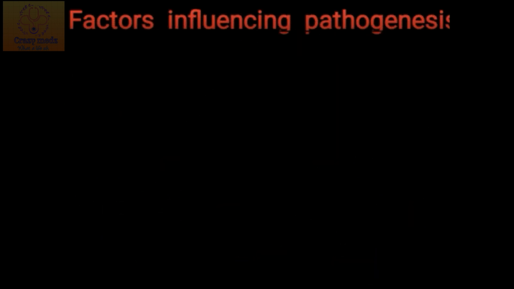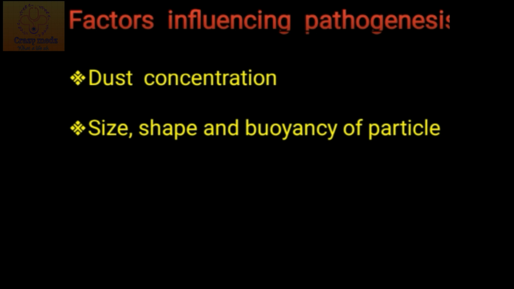The pathogenesis of pneumoconiosis depends on the following factors, which include dust concentration, that is, the amount of dust which is retained in the lung. It is determined by the concentration of dust in the ambient air and also the duration of exposure to the dust. Next is the size, shape and buoyancy of the particle. The smaller the particle, the more dangerous it is, because it may reach the terminal small airways and air sacs where it settles down, causing inflammation that leads to fibrosis.